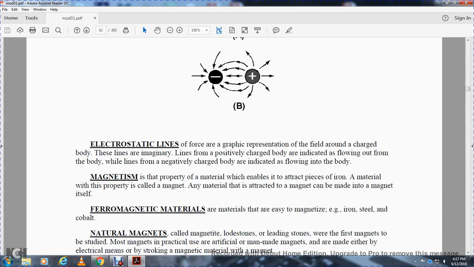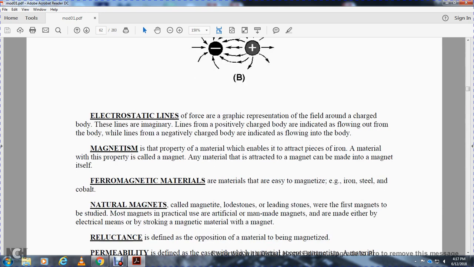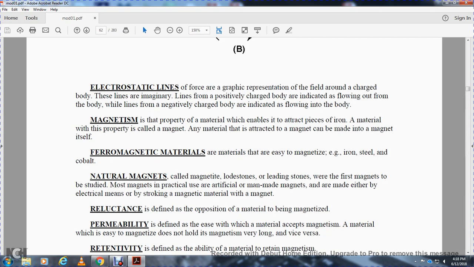Ferromagnetic materials are materials that easily magnetize, such as iron, steel, or cobalt. Natural magnets called magnetite, lodestones, or leading stones were the first magnets. The most practical magnets are artificial, man-made magnets. Magnets are made either by electrical means or by stroking magnetic material with a magnet.